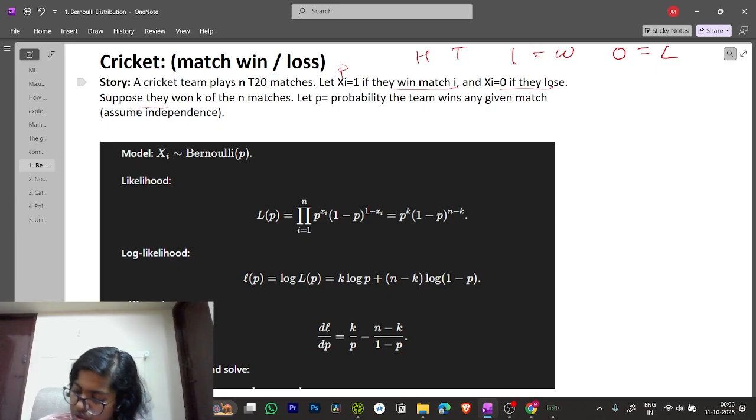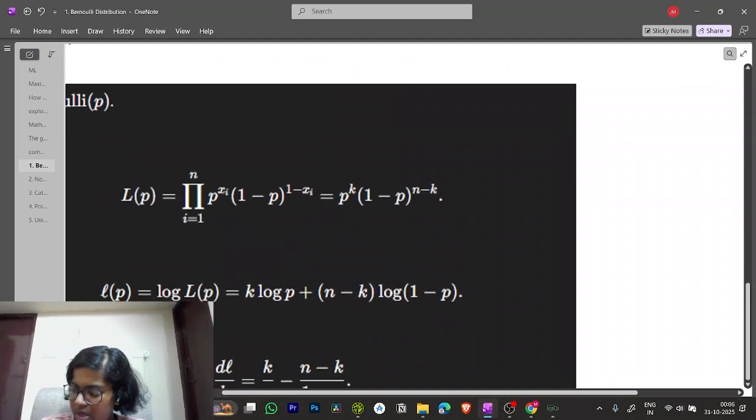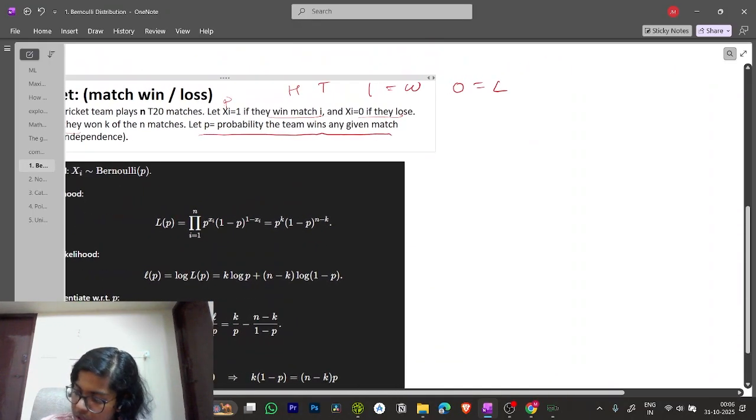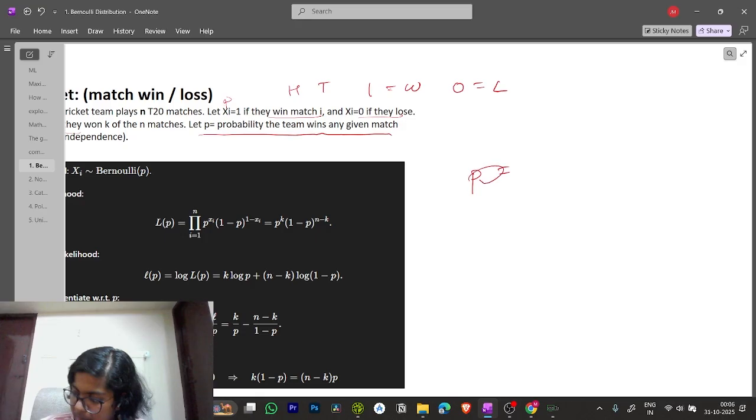Suppose they won k matches out of the n matches. The probability the team wins any given match is what we need. So let us find the answer. Right now we said P is the probability of them winning. They have won k matches. So how do we write the Bernoulli distribution? P to the power k. And what is the probability of them losing the matches? Which is 1 minus P.